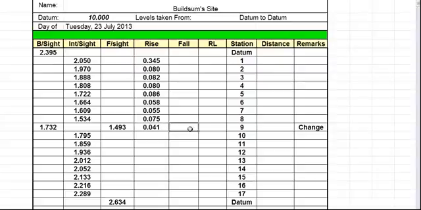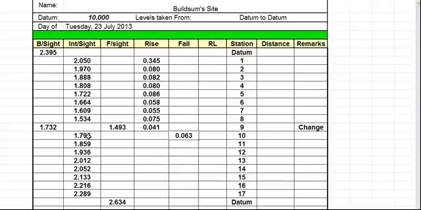Okay, so now it gets a little bit tricky because this is our change point. So now we forget about these figures. We're just going to switch over and start back here. Use this figure and take this figure away from this figure here. So 1.732 minus 1.795. That will give us a negative, because this number here is bigger than this number. There's a negative of 63 mil. So because it's a negative, it goes in the fall column. So 0.063.